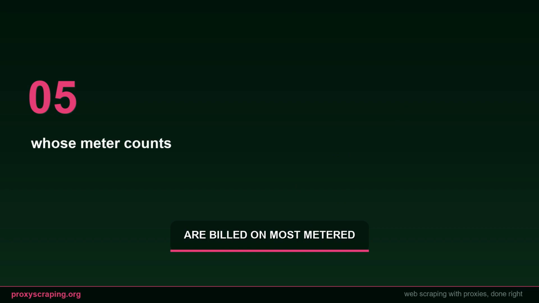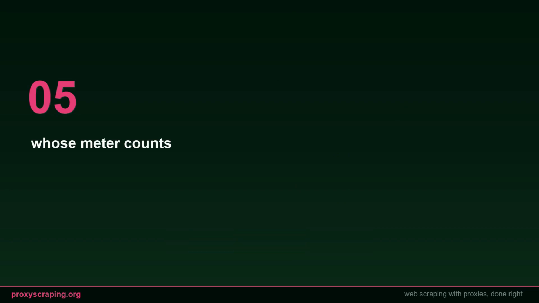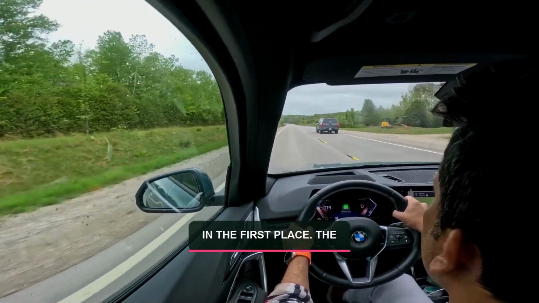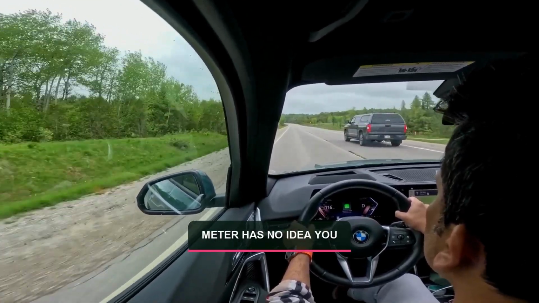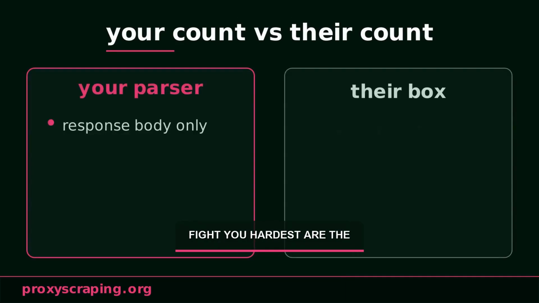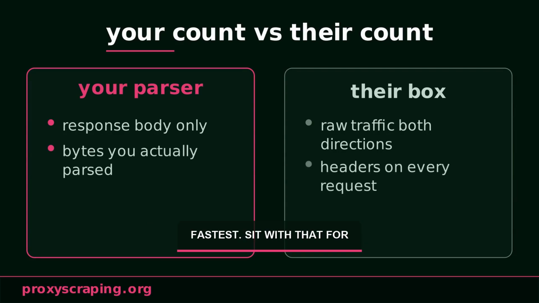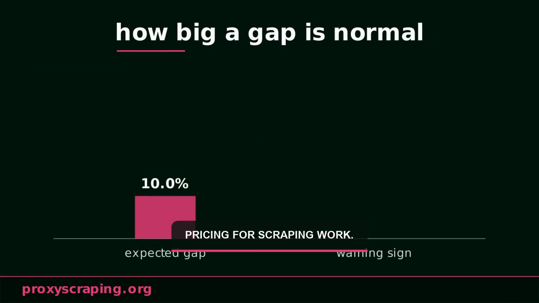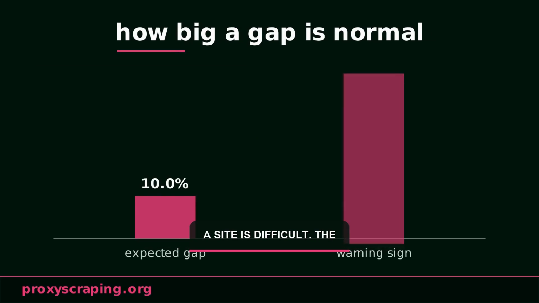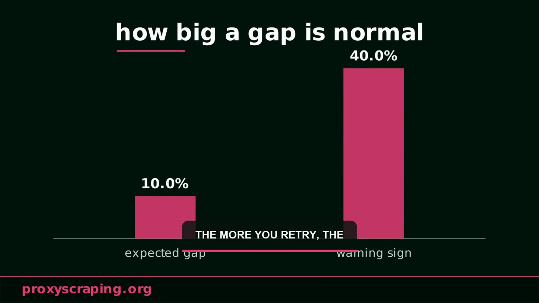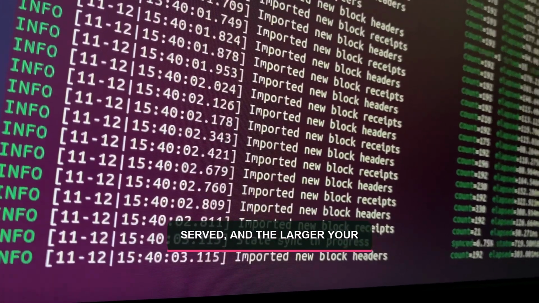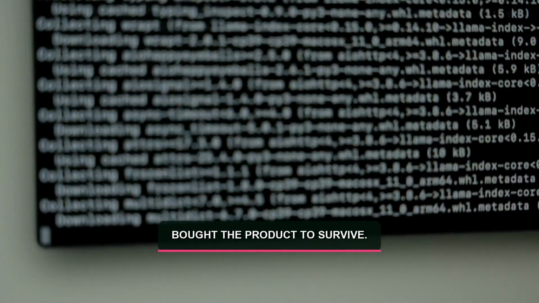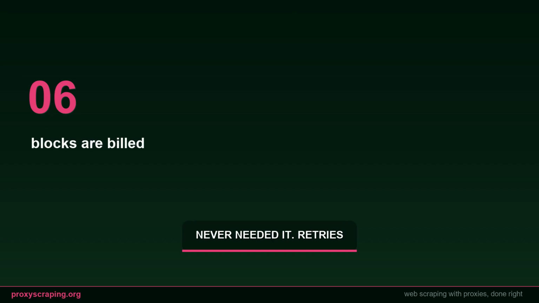Blocks are billed on most metered plans. A block page is a page. A captcha wall is a page too, and it is frequently heavier than the thing you were trying to read in the first place. The meter has no idea you got nothing useful out of it, so the targets that fight you hardest are the targets where your counter spins fastest. Sit with that for a moment, because it is the whole case against metered pricing for scraping work. You buy a proxy because a site is difficult. The more difficult that site is, the more you retry, the more interstitial junk you are served, and the larger your invoice. The model charges you most in exactly the situation you bought the product to survive. On the easy sites, you never needed it.